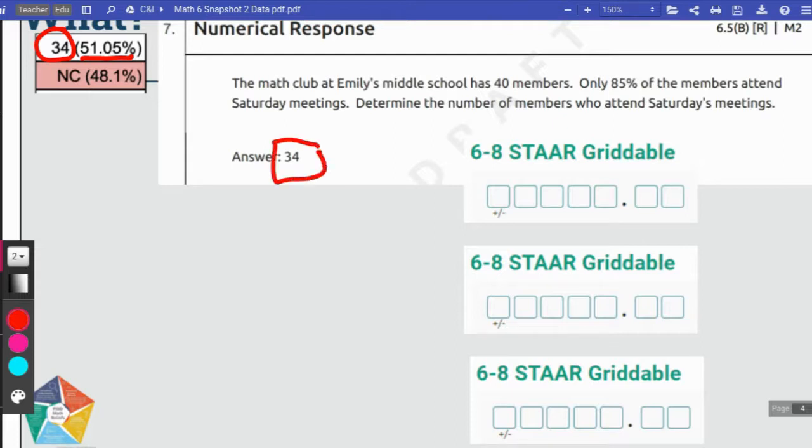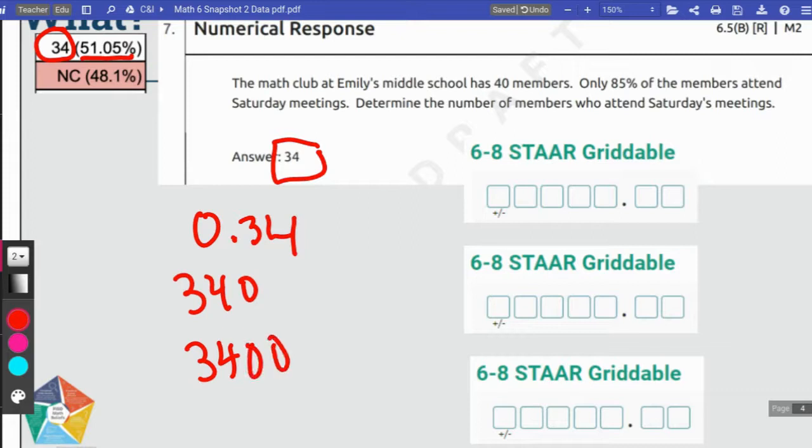34 is the answer. But here's what I noticed. As I was going through several campuses and looking at students' individual input for this particular question, I noticed some students inputted the answer as 0.34, or 340, or 3,400. It makes me think they could be making mathematical errors when multiplying or dividing, or that they just need help with their place value.